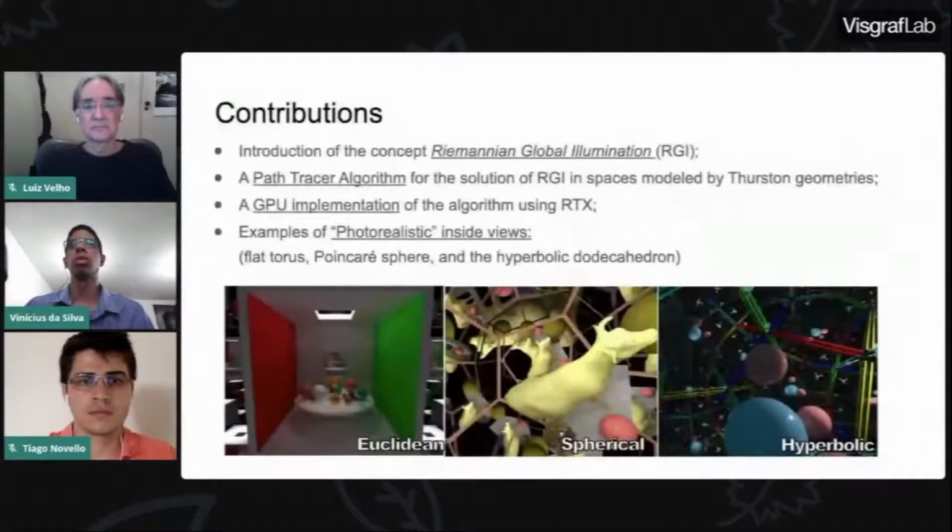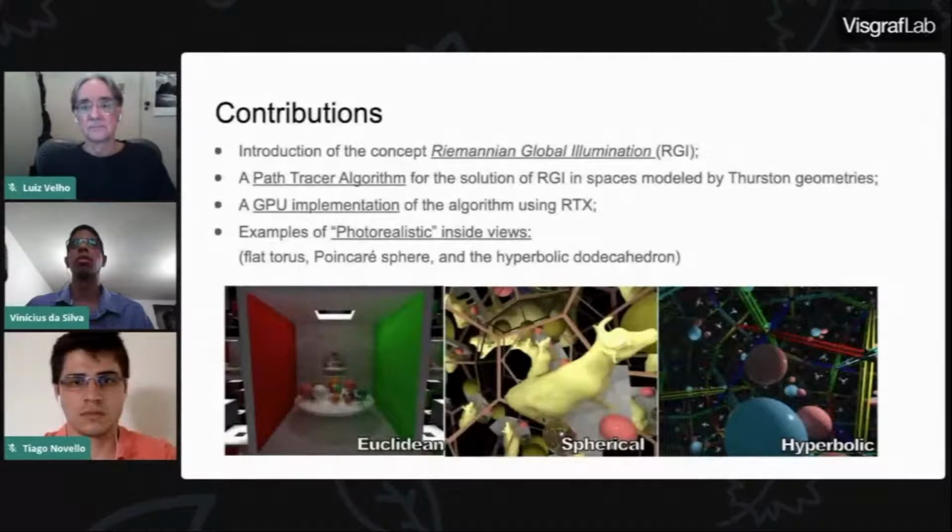The main contributions of our paper are the introduction of the rendering global illumination through a generalization of the inner product term of the rendering equation by the Riemannian metric, a path tracer algorithm to approximate the solution of the global illumination in space modeled by Thurston geometries, and a pseudocode and GPU implementation of the algorithm using RTX. The implementation considers only space modeled by the three classical geometries.